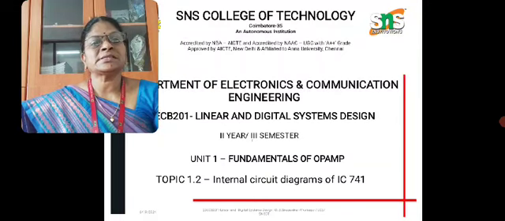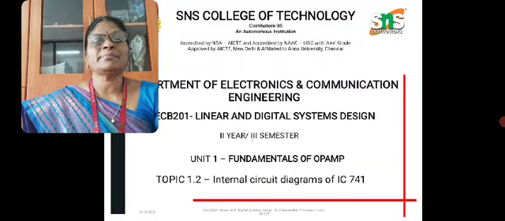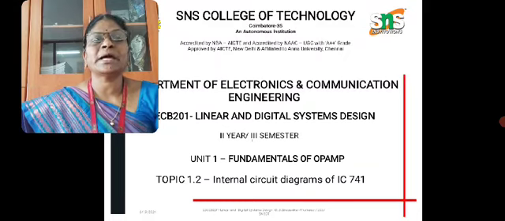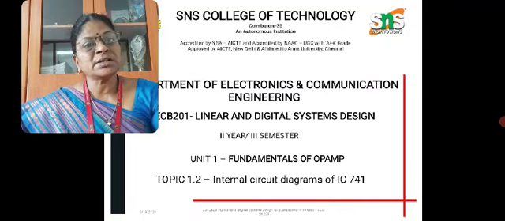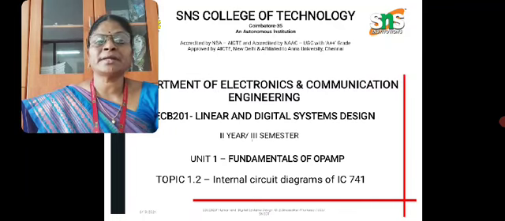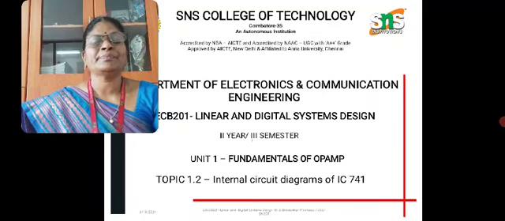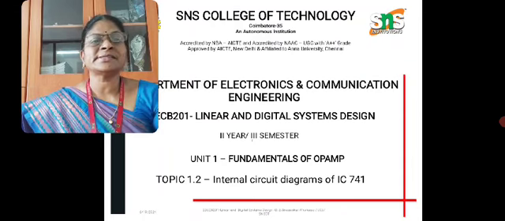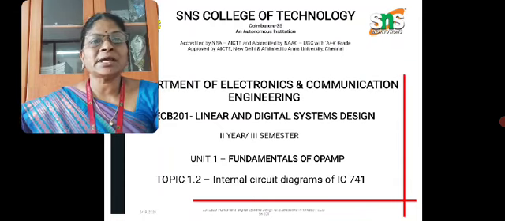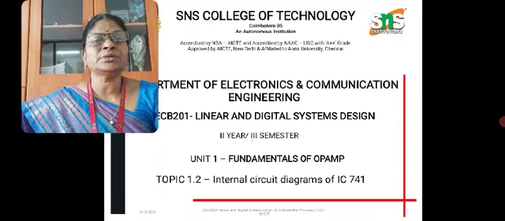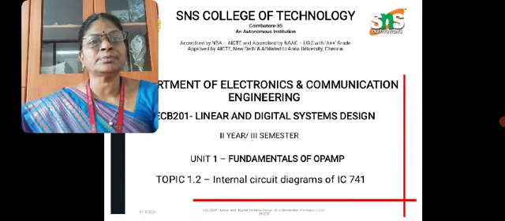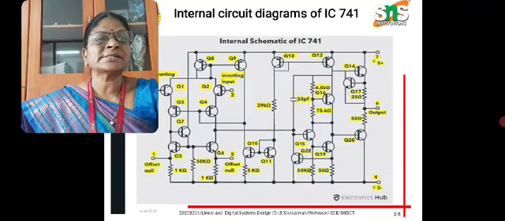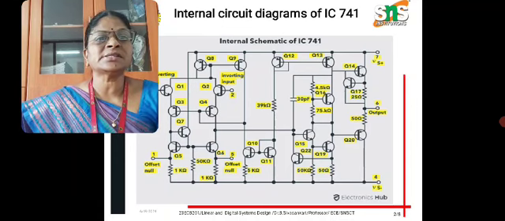In the previous session, we discussed why we are going for an op-amp, why the op-amp was introduced, what an op-amp is, the function of the op-amp, and the pin diagram and pin functions of the op-amp. Now we are going to discuss the internal circuit diagram of IC741. Simply, we saw an op-amp in the previous session as a three-terminal device with two inputs and one output. Now we will discuss the entire internal circuit of IC741.